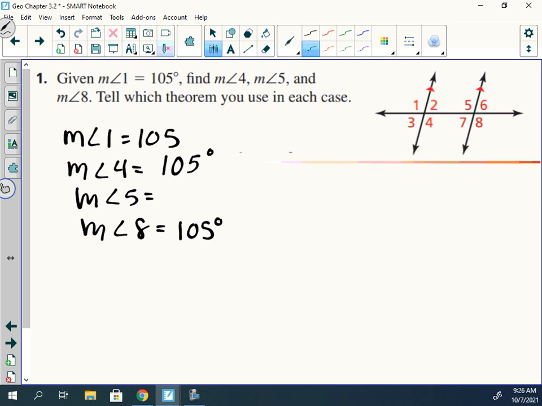Now what about 5? It's going to be 105 because 4 and 5 are alternate interior. 1 and 5 are what? Corresponding. They're in the same position. 5 and 8 are vertical angles. So any one of those would work because they explain how we got there, as long as we have the other pieces of information first. Any other questions on this here?